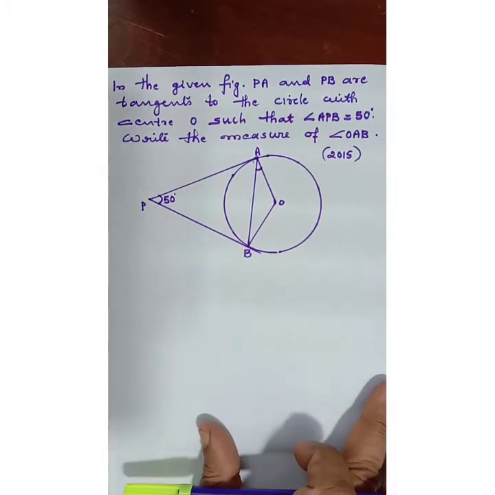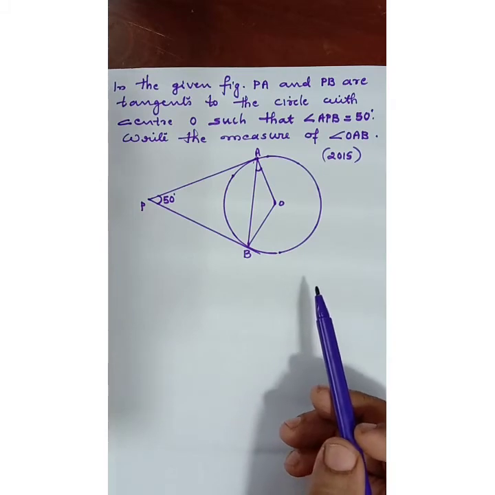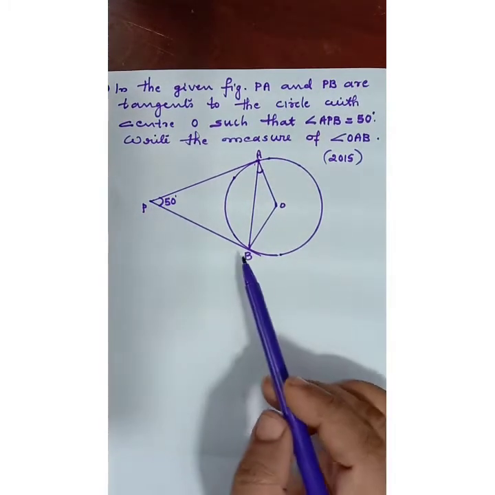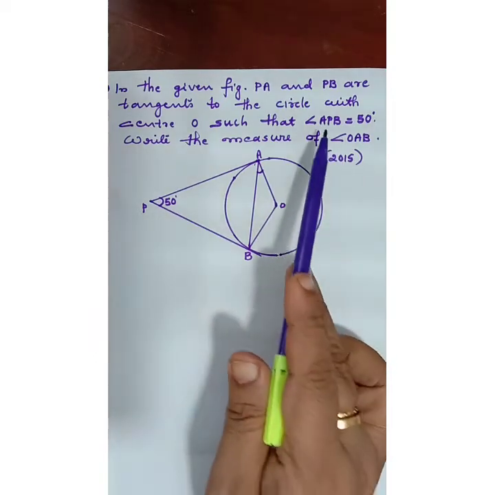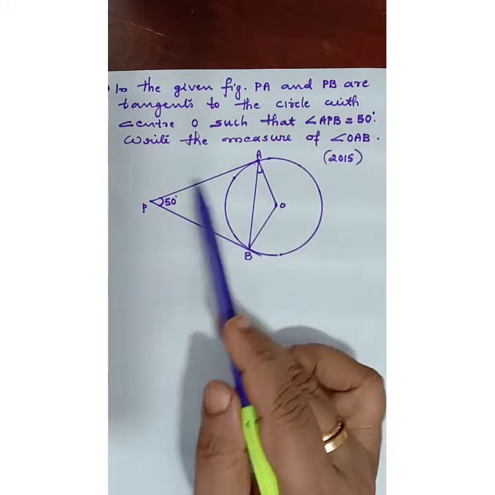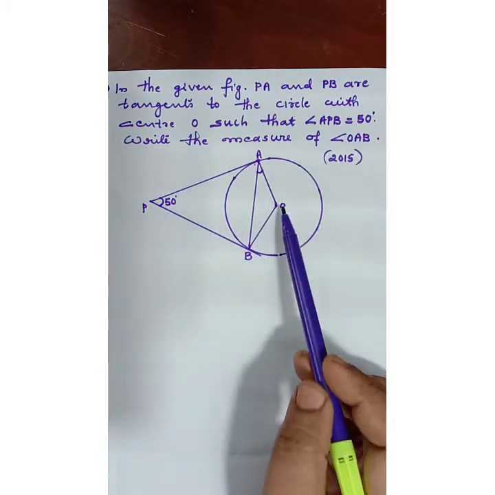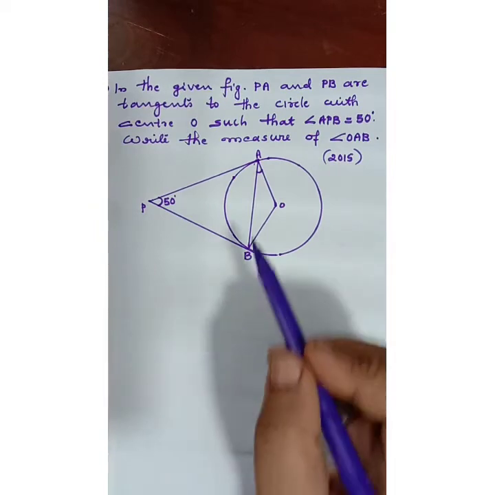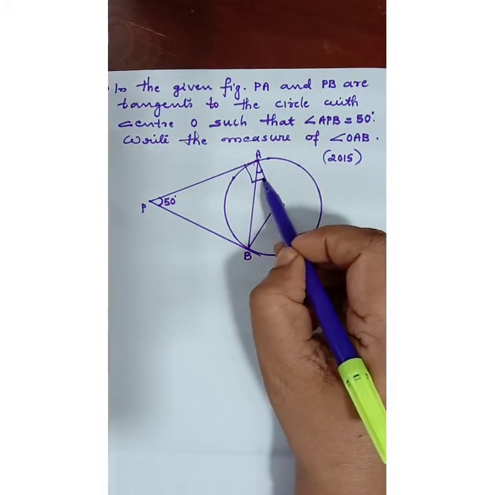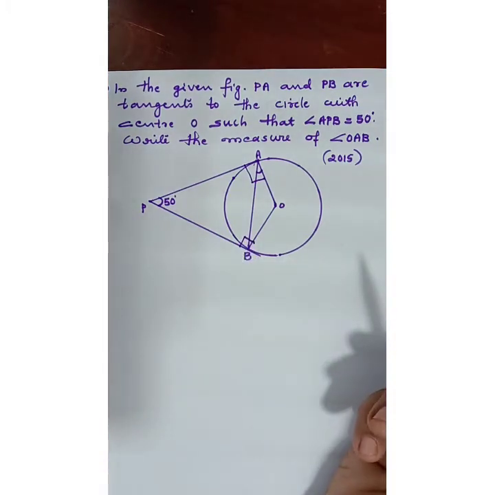Second question, this is also asked in public exam. In the given figure, PA and PB are tangents to the circle. It's very clear. They are two tangents with the center O such that angle APB is equal to 50 degrees. Angle APB is marked in the figure. Write the measure of angle OAB. OAB, this angle we have to find out. Okay, it's very simple as we have done the first one. We will be knowing that this angle is equal to 90 degrees. Similarly, radius is perpendicular to tangent here also.